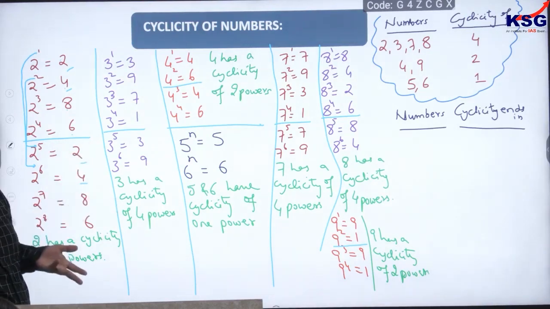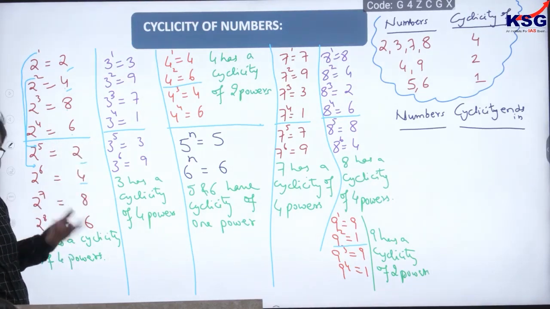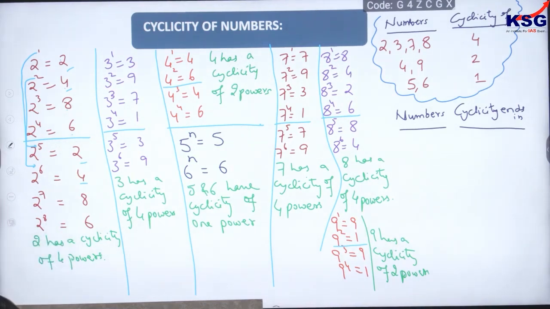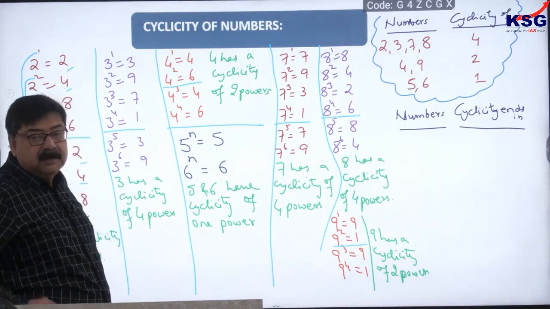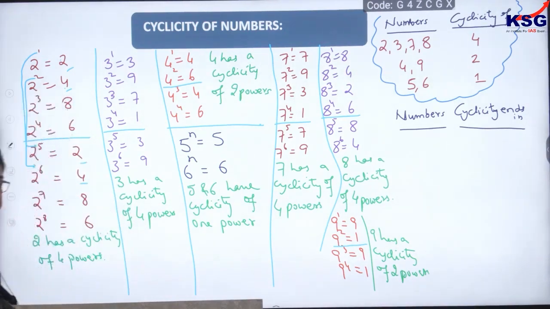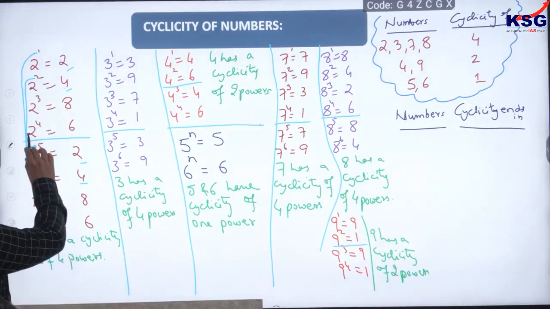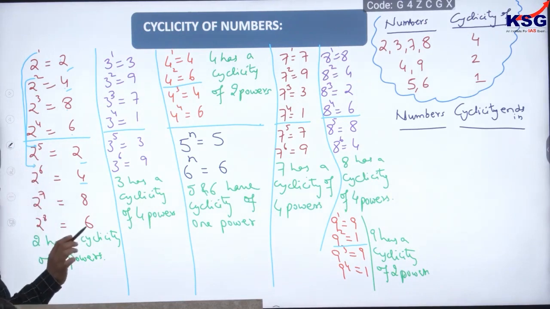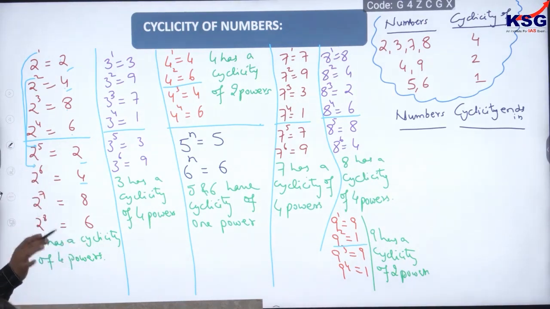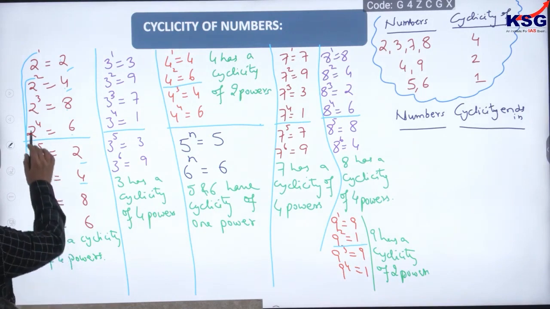It will begin with the number itself. 3 to the power of 1, again 3, 4 to the power of 1, again 4. And cyclicity of 4 here means 2 to the power of 4 would mean what? It is 6, correct or not? So 2 has a cyclicity of 4, so go to 2 to the power of 4. Now 2 to the power of 4 is what?